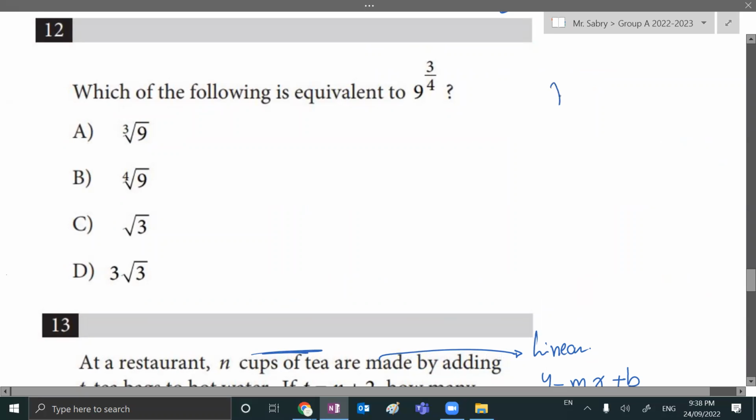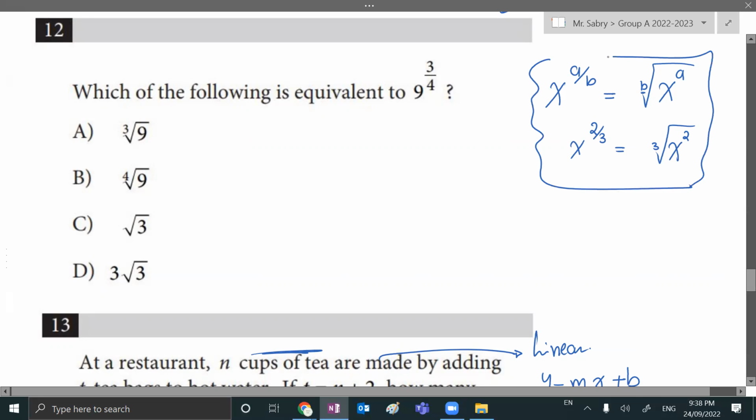We said that if I have x to the power of a over b, I can switch this to become x power a, and the b goes outside as the root index. So, for example, if I have x power 2 over 3, this changes to x power 2 under the cubic root. Does this idea make sense to everyone, or is there anyone who doesn't understand? Because this is very important. This is how we're going to start. Is this okay?